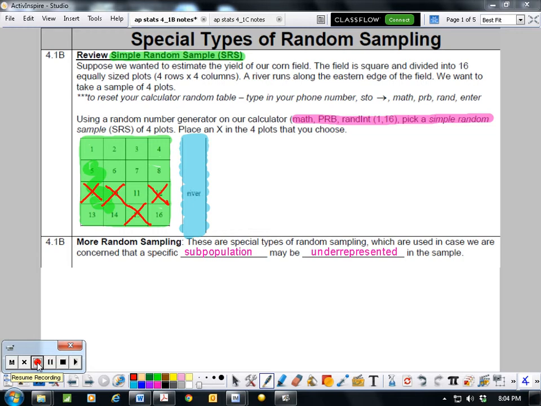Okay, so because of those concerns, we've got those other ways of random sampling. We do this because we may be concerned that a specific subpopulation is being underrepresented. In particular, in our sample, we have this group right here that is totally unrepresented. And so we may have a lot more corn growing there than we do down below, or a lot less corn, and it's not truly accurate. So we're going to look at other ways to sample. They're a little bit more complicated, but when you're worried about a subpopulation being underrepresented, these are our options.